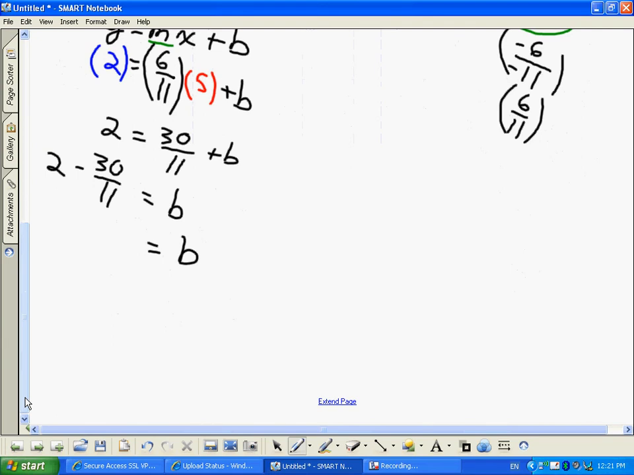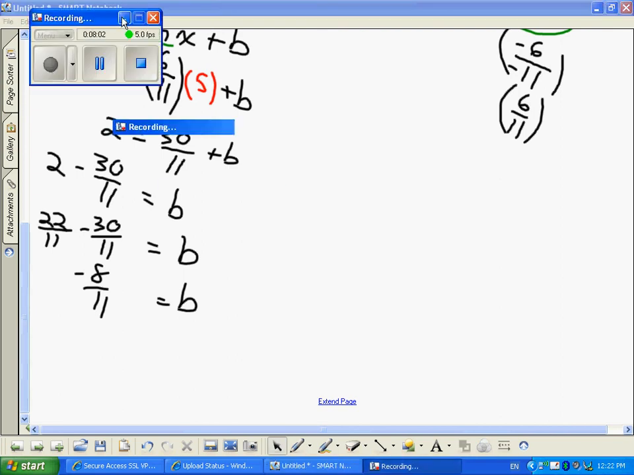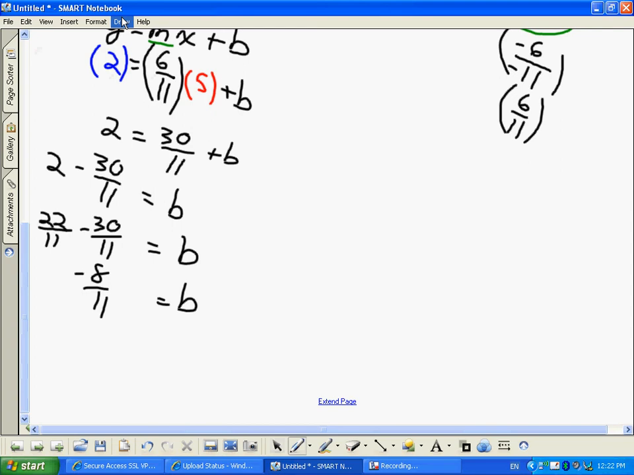B is going to be equal to, we're going to have to change 2 into fraction form, and then I need a denominator of 11. So it'll become 22 over 11, subtract 30 over 11, -8 over 11. If I divide it, I'm going to get a decimal. So if I turn this into a decimal, it becomes 0.72 repeated. It's equal to b. But what the main part is, I've now found a b.